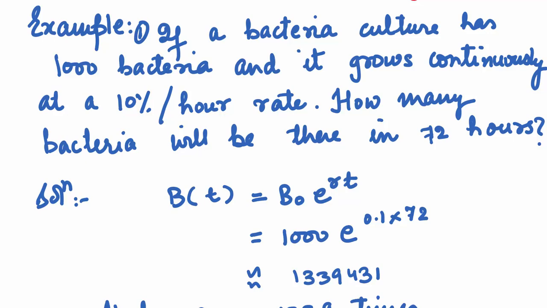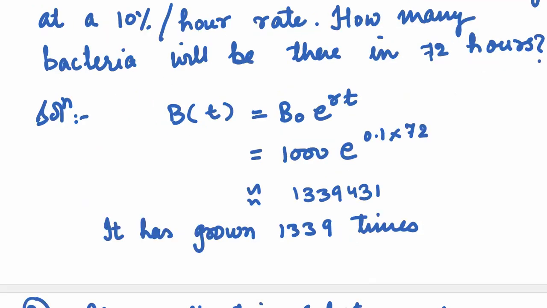Let's look at some examples. If a bacteria culture has 1000 bacteria and it grows continuously at a rate of 10% per hour, how many bacteria will be there in 72 hours? Now, if we have to find that, we'll use the formula B(t) = B0 e^(rt), where B0 is the number of bacteria at the beginning. We know it's given to be 1000. R is given to be 10% per hour. So we take it to be 10/100, which is 0.1, multiplied by the time, which is 72. You will see the number of bacteria after 72 hours comes out to be 1339431, which means that it has grown 1339 times.